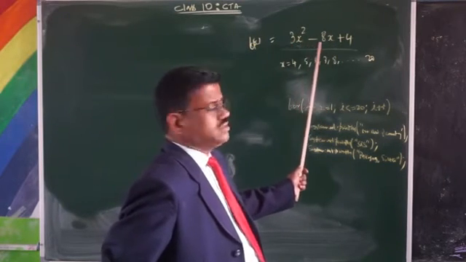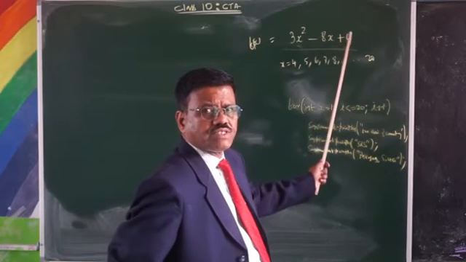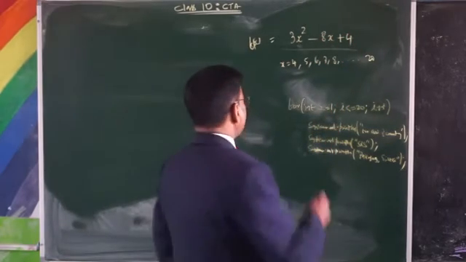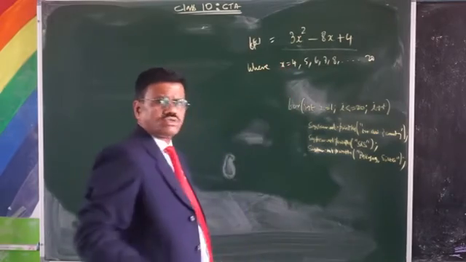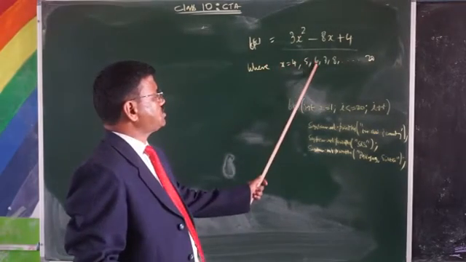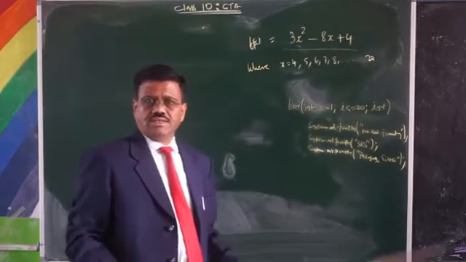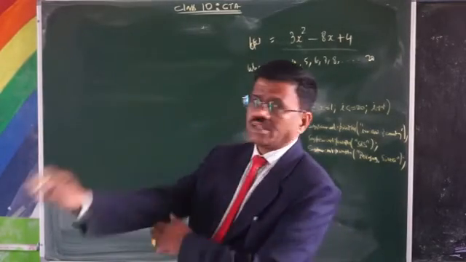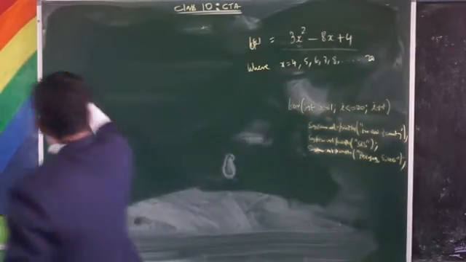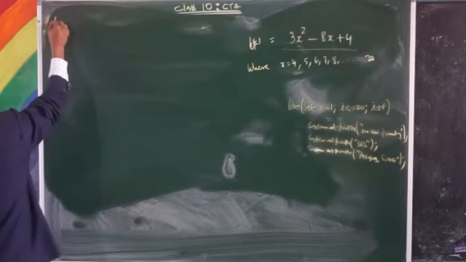3x square minus 8x plus 4, where x is equal to 4, 5, 6 up to 20. Right? With this we shall wind up the class. I am going to write the program for this. What am I going to do?